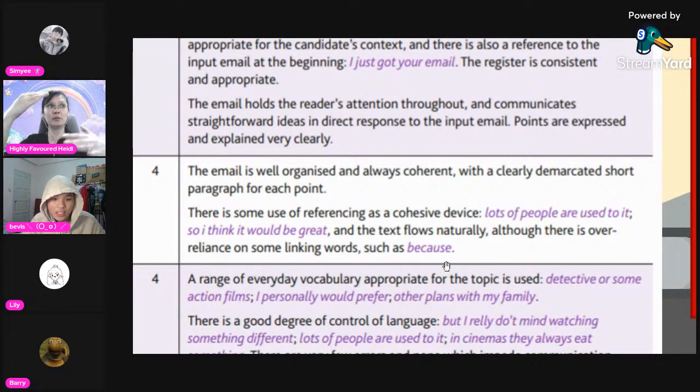Means there are linking words. Okay, it can be limited cohesive devices, but it's more than limited. But if you say variety, not really variety as well. So it dropped to 4. Okay, all right. So then go down.